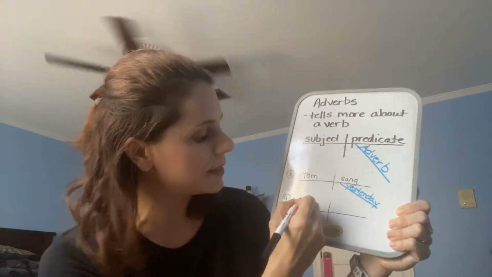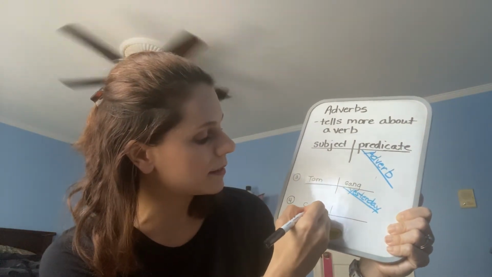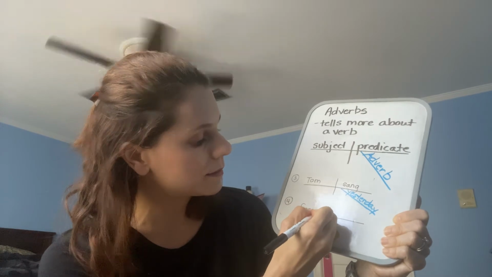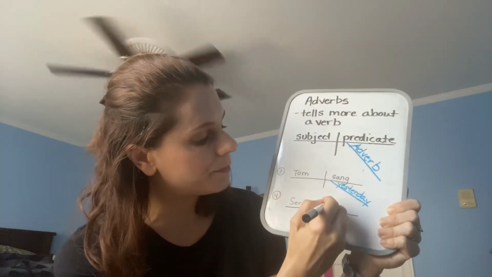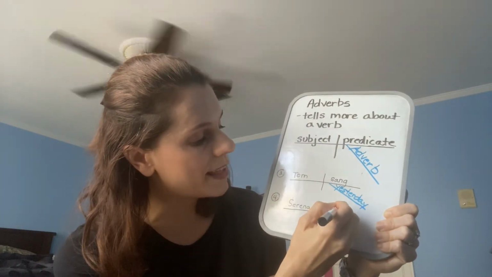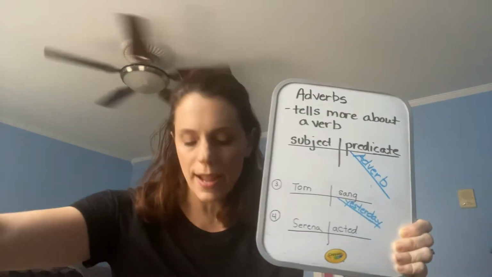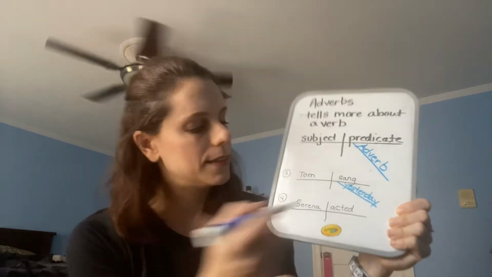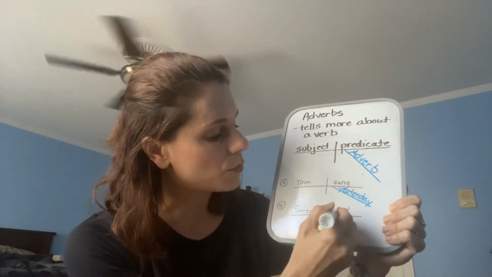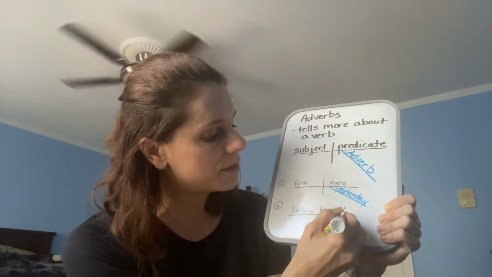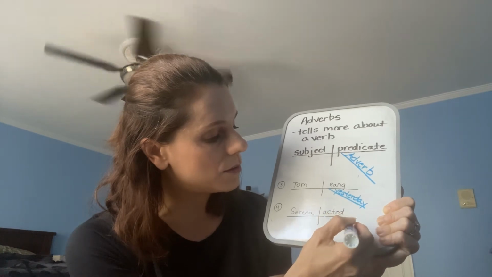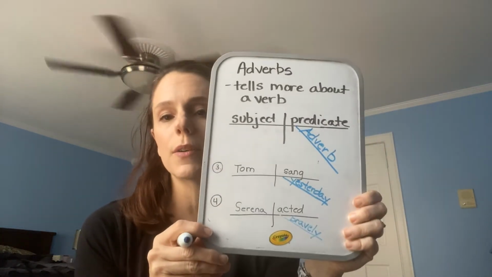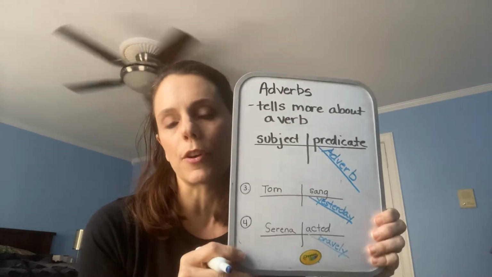Okay? Then number 4, you have Serena. There's a name we recognize. Serena acted. And then they gave us a word to add to our diagram. They gave us the word bravely. How did she act? She acted bravely. So bravely is going to go underneath the verb or predicate because it's an adverb.